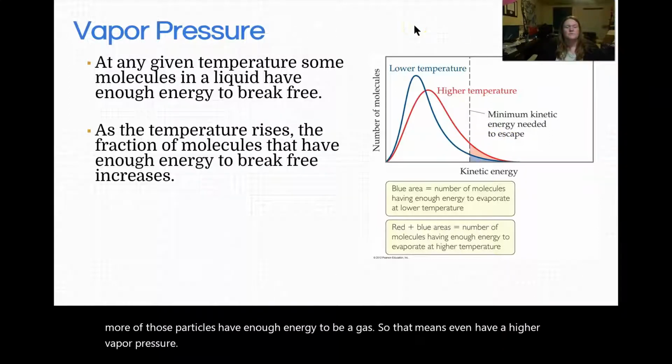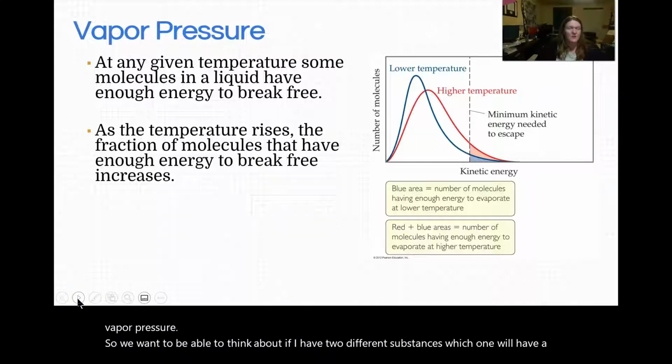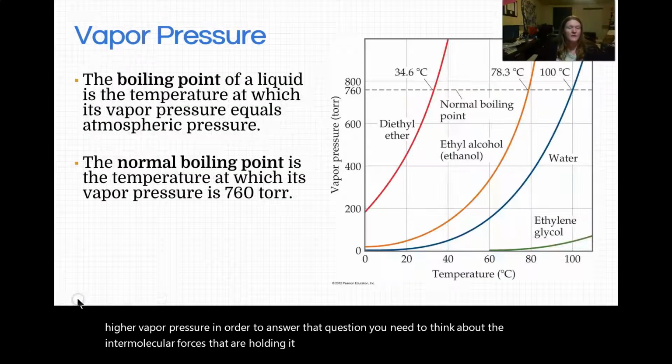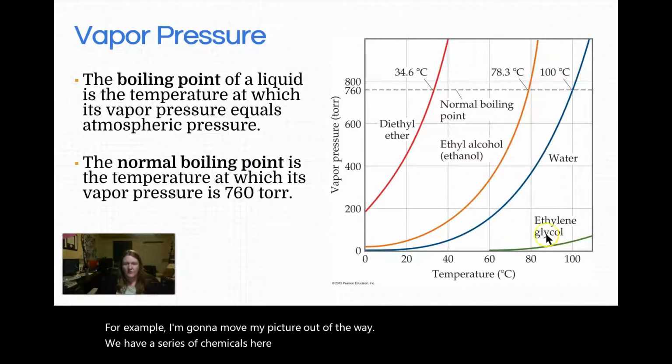Okay. So we want to be able to think about if I have two different substances, which one will have a higher vapor pressure? In order to answer that question, you need to think about the intermolecular forces that are holding it together. Okay? So, for example, I'm going to move my picture out of the way. We have a series of chemicals here. There's actually four. There's a fourth one down here. Water is the blue one.